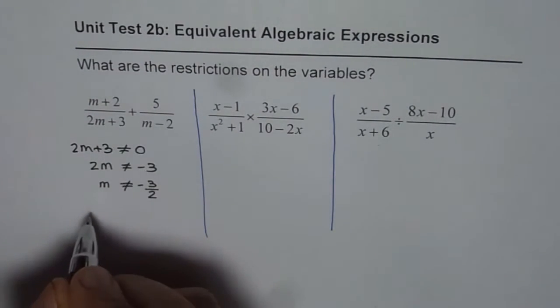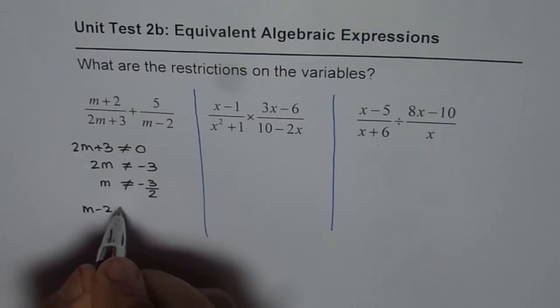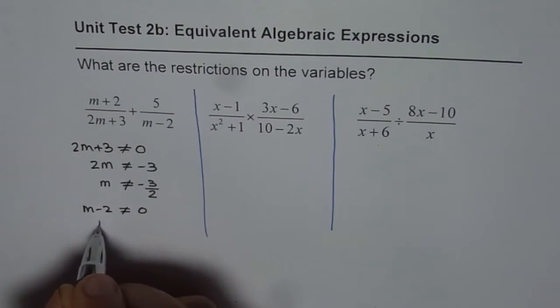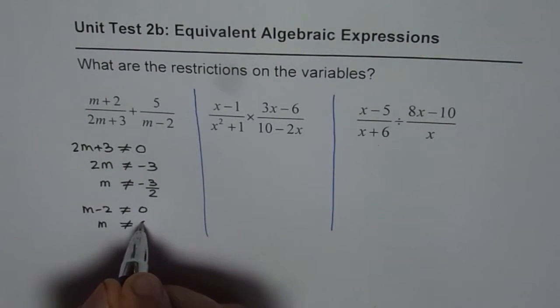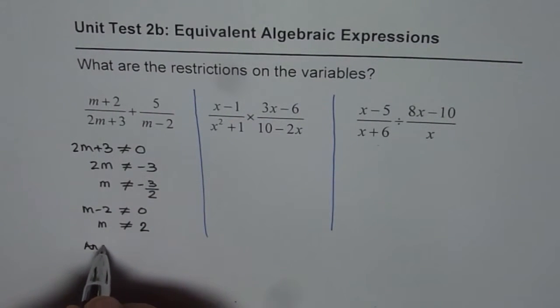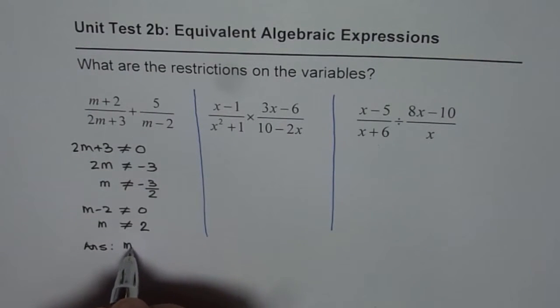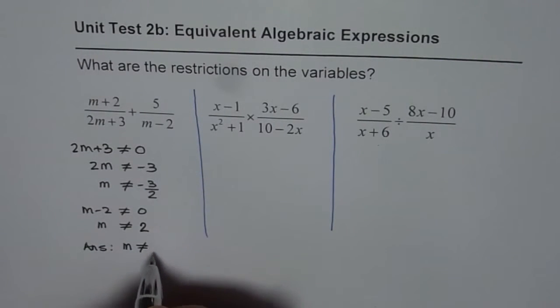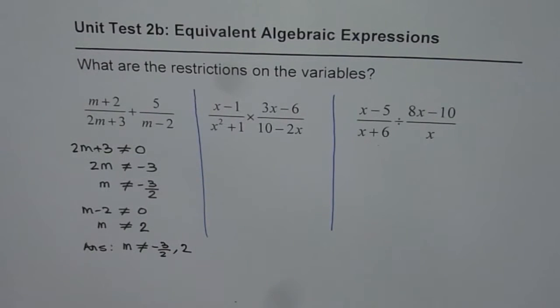Now the second denominator is m minus 2. That should not be equal to 0. That means m is not equal to 2, right? So we can write down the answer here is that the restrictions are that m is not equal to minus 3 by 2 or 2. So that is how you have to get your restrictions.